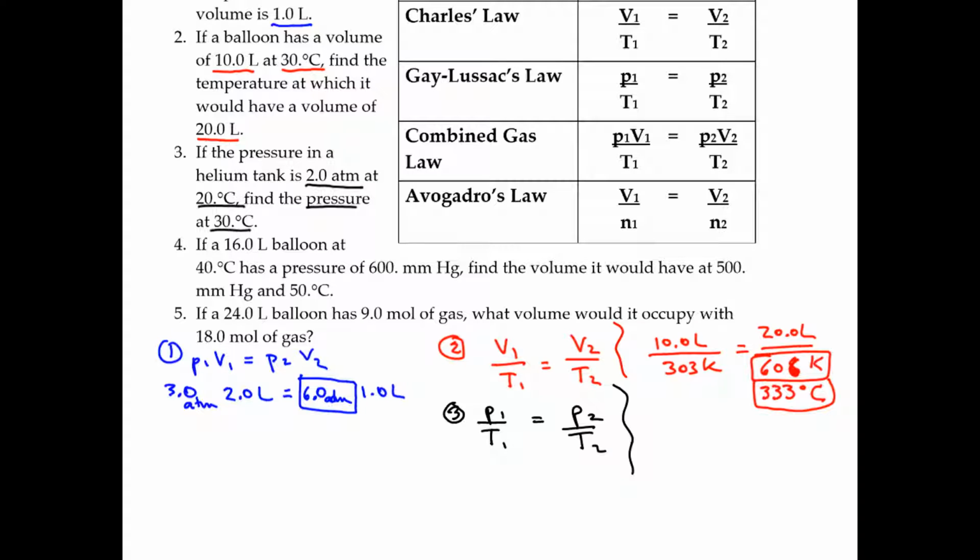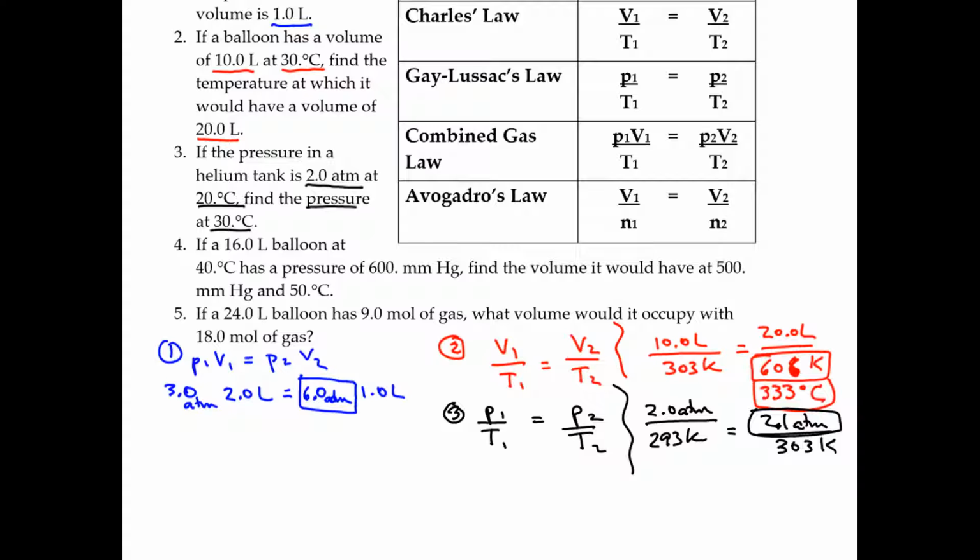So what's the first pressure? 2 atmospheres. What's the first temperature? Got to change it to Kelvin. It's going to be 293 Kelvin because you added 273 to 20. Then we know the new temperature is 303 Kelvin, and we're looking for the new pressure, which if you do a calculator cross multiply, you're going to get 2.1 ATMs. Let's see if this makes sense common sense wise. We increase the temperature. What should happen to the pressure inside? Yes, the pressure should go up because again that is a direct relationship.